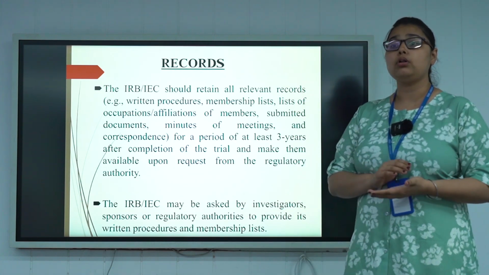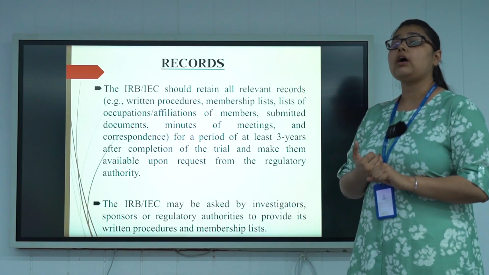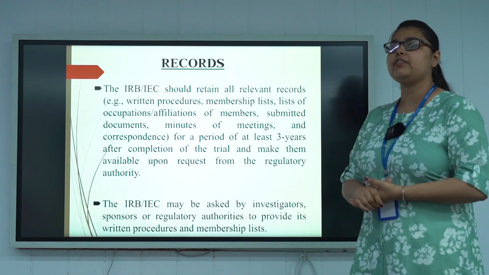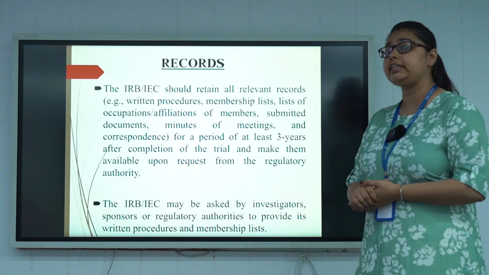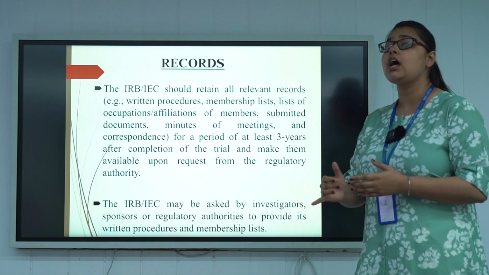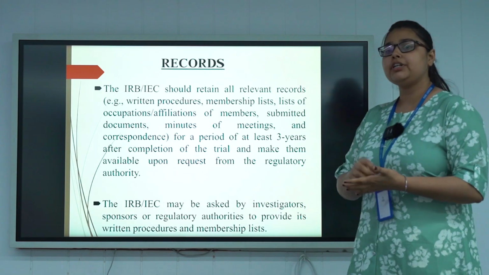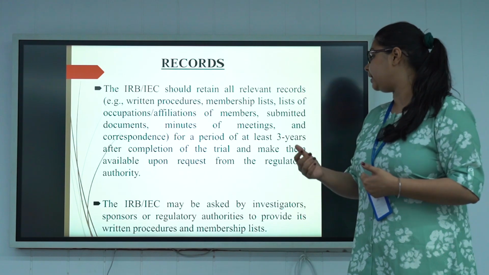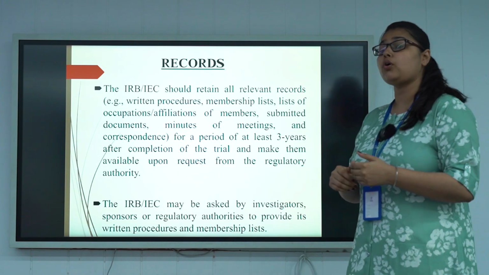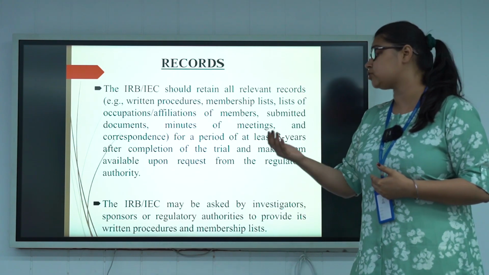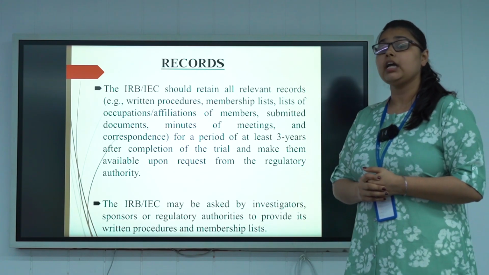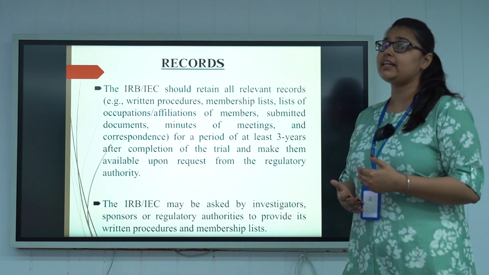IEC IRB should retain all the records. Now it is 25 years. For 25 years the IEC IRB should retain the records of all the clinical trials, all the decisions, all the documents that are present in the clinical trials, minutes of the meeting, correspondence. The IEC IRB could also be asked by the investigator, sponsor or regulatory authority to provide the written procedure as well as the member list.